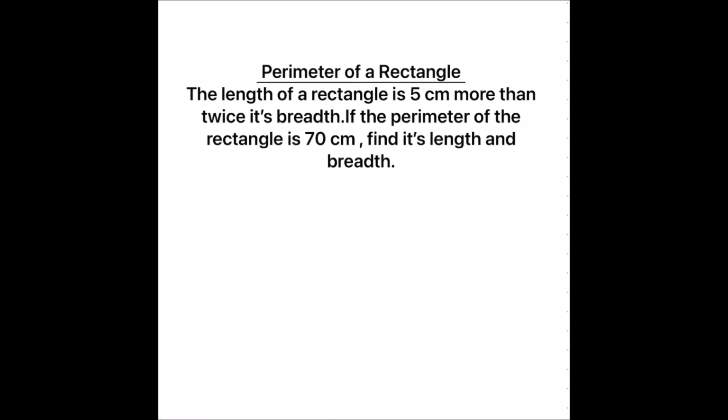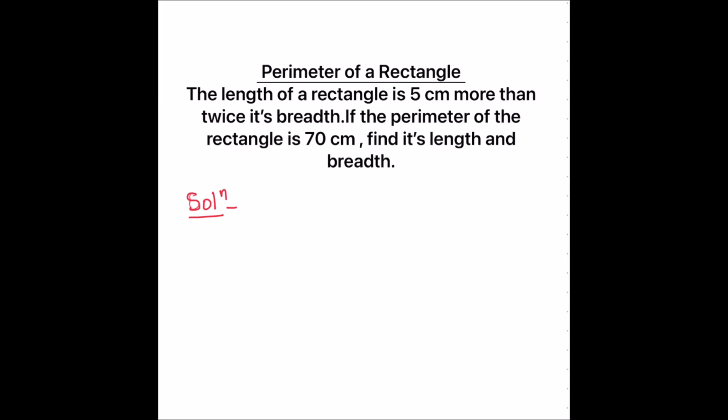Hello students, let us solve this word problem which is used to find the length and breadth of a rectangle whose perimeter has been given. The problem says the length of a rectangle is 5 centimeters more than twice its breadth. If the perimeter of the rectangle is 70 centimeters, find its length and breadth.